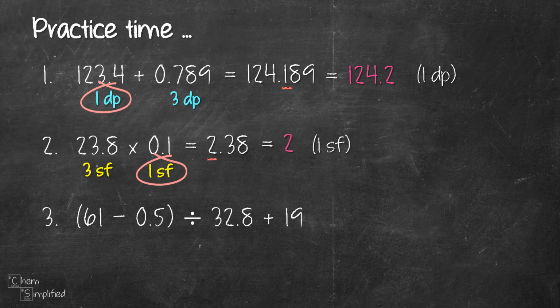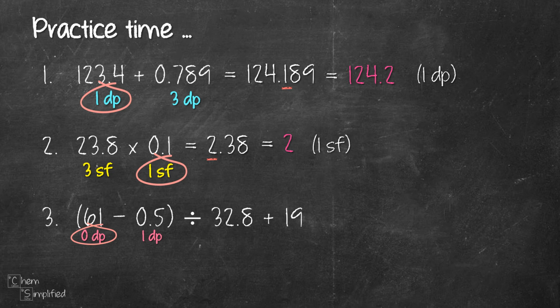So we need to solve the operation that's inside the parentheses first. Since it's a subtraction, we're going to have to look at the decimal place. 61 has 0 decimal place, 0.5 has 1 decimal place. That means the result from this subtraction is going to have 0 decimal place. At this point, we don't want to round off anything yet. We just keep all the digits and continue on with the rest of the calculations.